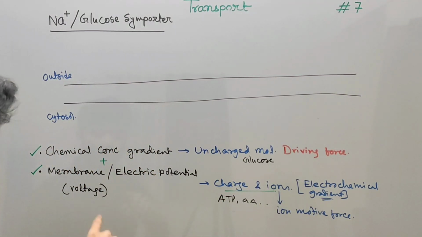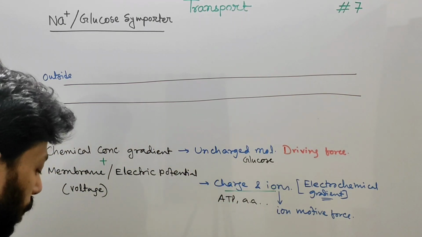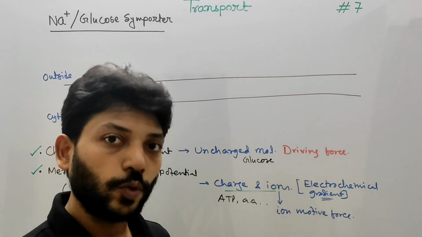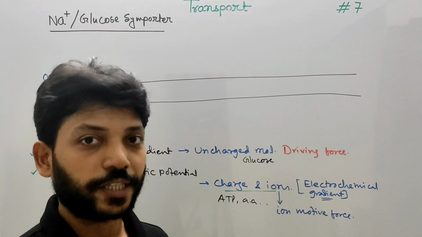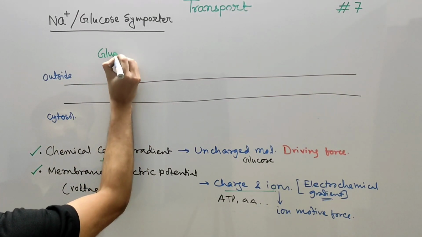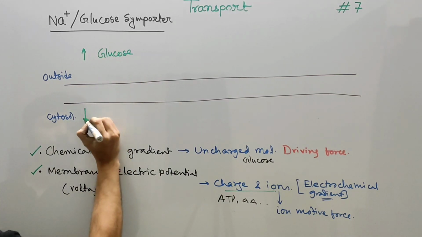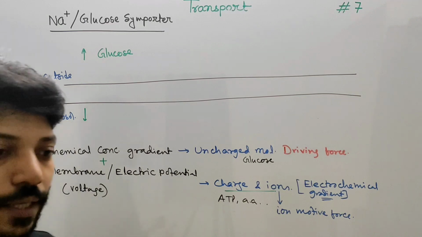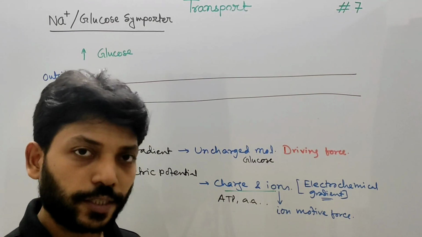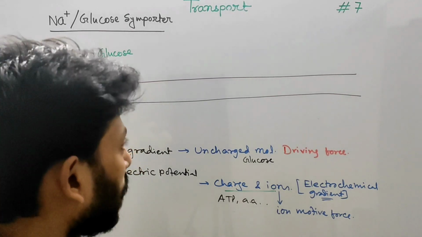Now, at first I will talk about the example of chemical concentration gradient by glucose. See, in most cases, glucose is present higher in concentration outside. So glucose concentration is higher outside than the inside. Like in the blood, the glucose concentration is higher than most of the cells, or in the extracellular body fluids, the glucose concentration is higher outside than inside.